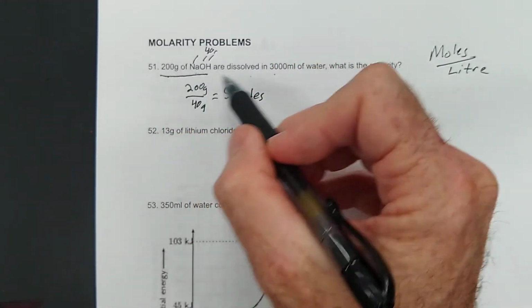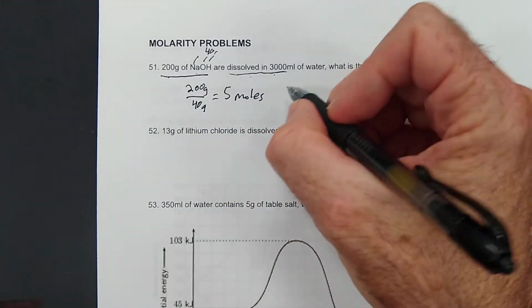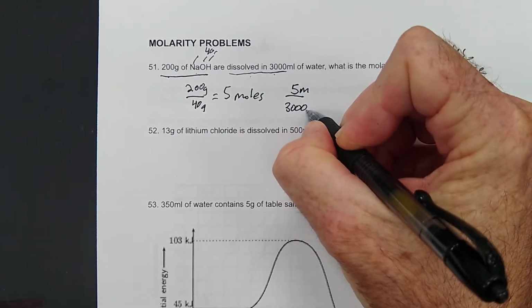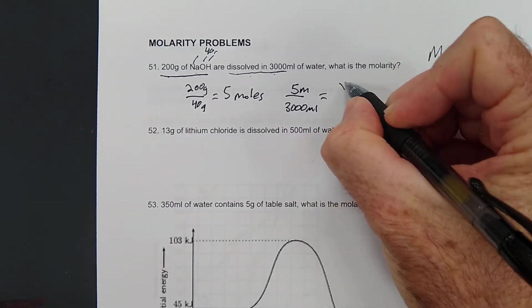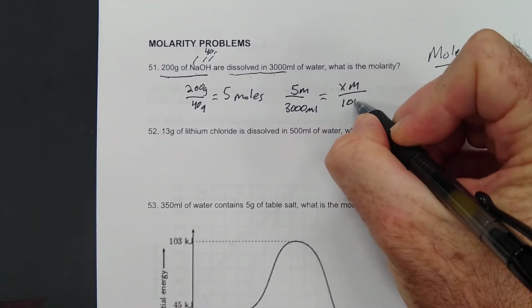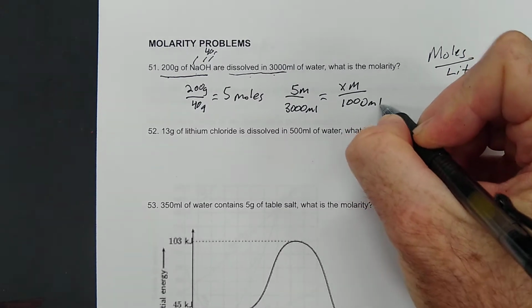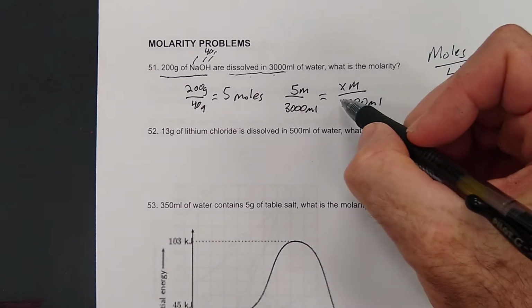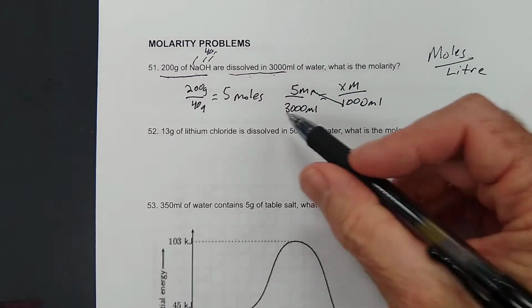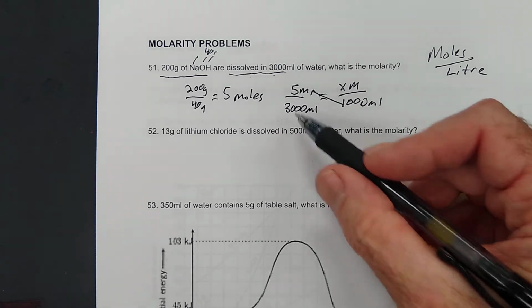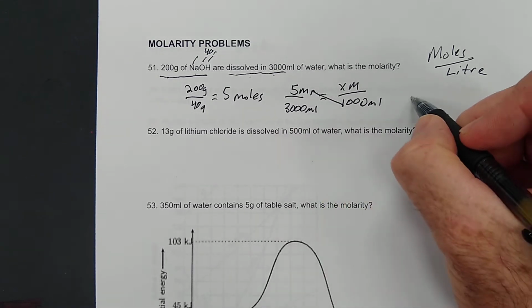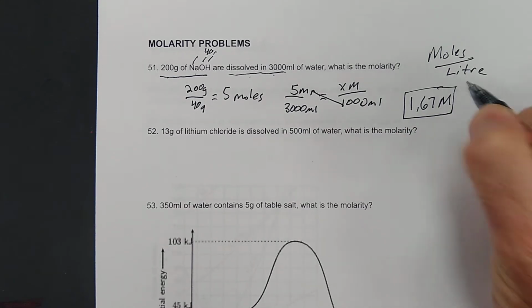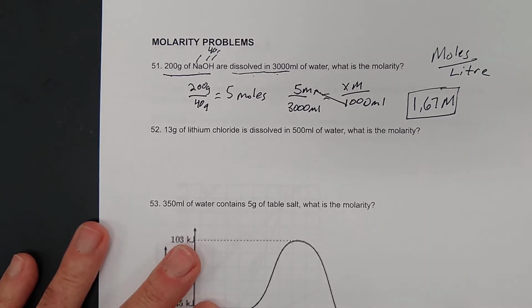So 5 moles are dissolved in 3,000. So 5 moles in 3,000 milliliters is equal to how many moles per 1,000 milliliters? Now, I bet you can solve that. And what we would do is cross multiply: 1,000 times 5 divided by 3,000. So that would be 1.67 molar. Okay, let's try the next one.